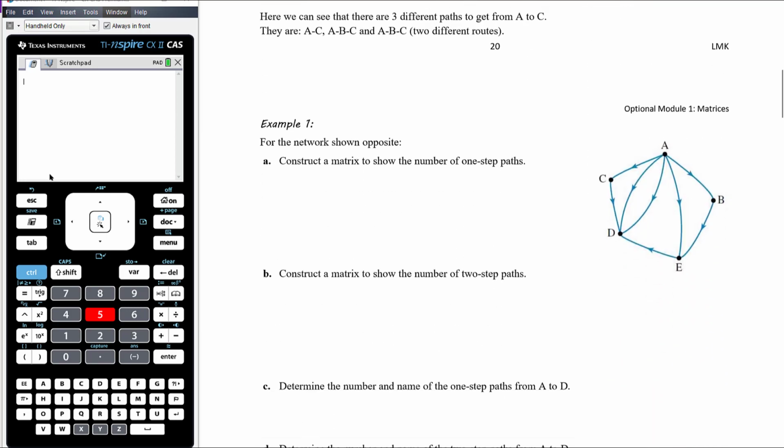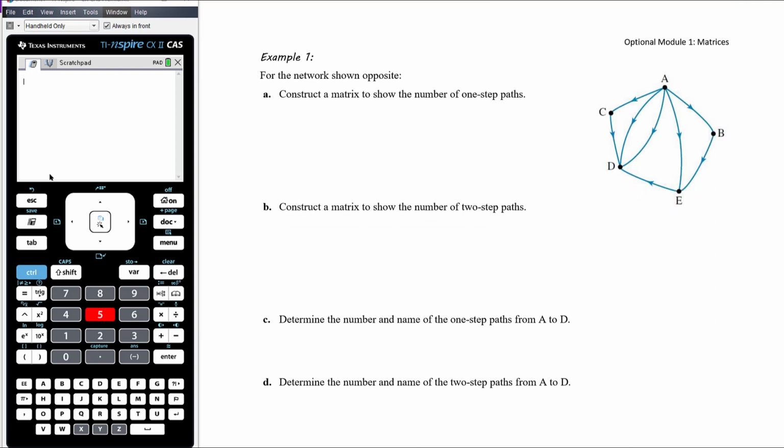Okay, so let's have a look at some examples. Part A, construct a matrix to show the number of 1-step paths. So again, let's be clear with ourselves about the direction. We're going from this city or town, A, B, C, D, and then we're going to this city, A, B, C, D. So from town A to town A, in 1 step, not possible. The only way that would be possible is if we had a loop that looked something like this. That doesn't tend to happen on road network matrices, but it happens in other kinds of matrices. So no way to get from A to A in 1 step.